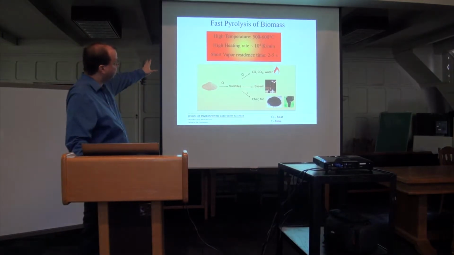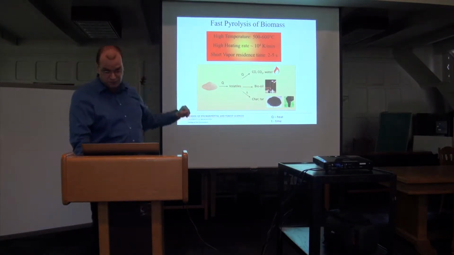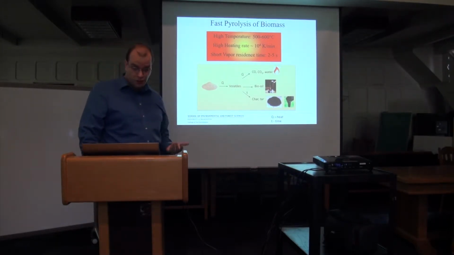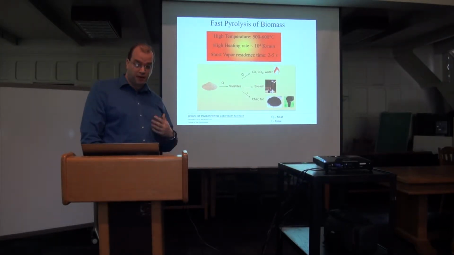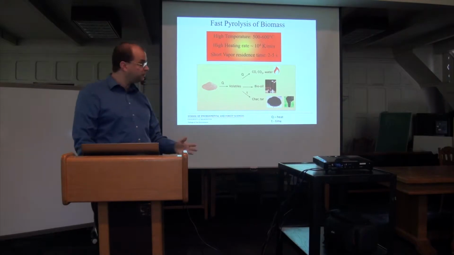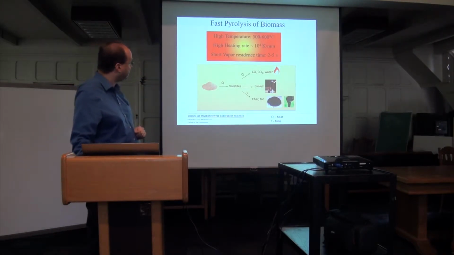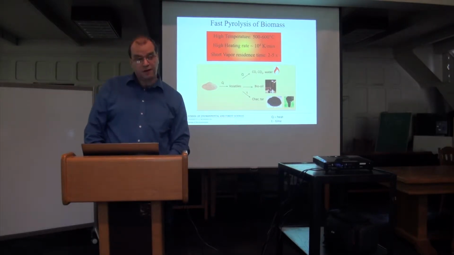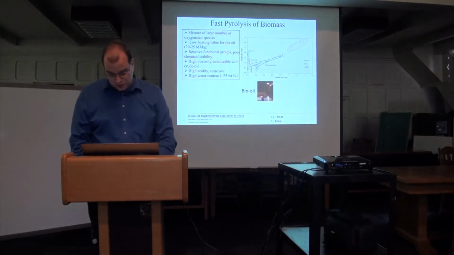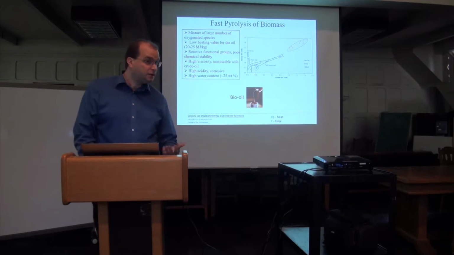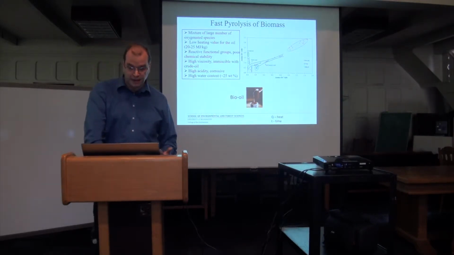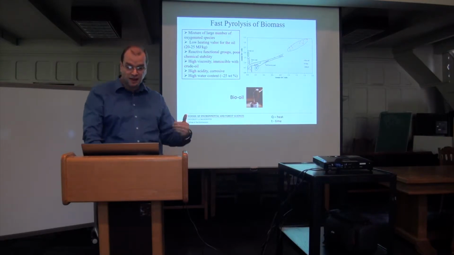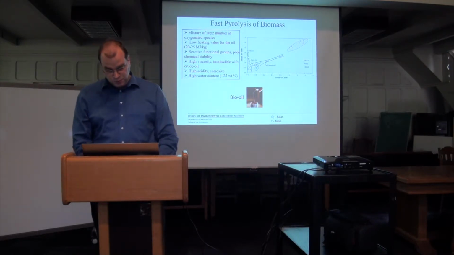However, in this fast pyrolysis process, temperatures are fairly high, 500 to 600 degrees C, and the solid has to be heated up fairly quickly. So heating rates of 10,000 kelvins per minute with residence times of only 2 to 5 seconds. What happens at those conditions is that you maximize the production of bio-oil. Typically up to 75% of the original biomass can end up as a liquid fuel, which we call bio-oil.